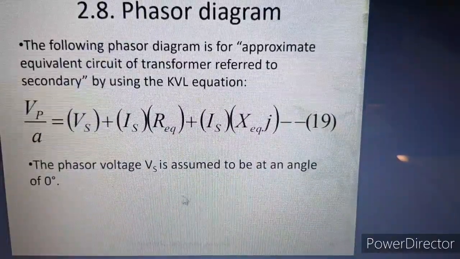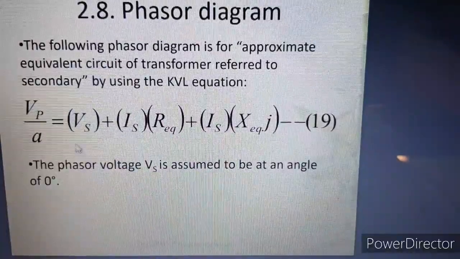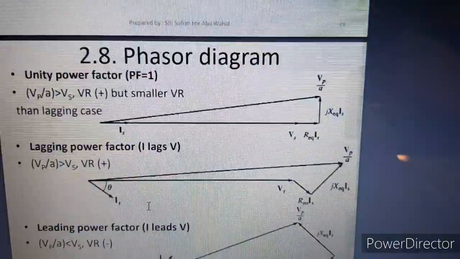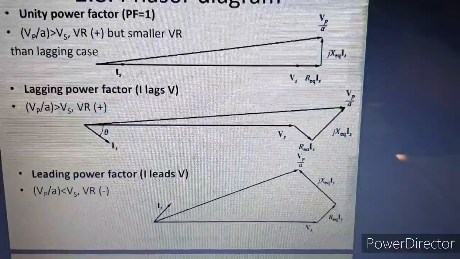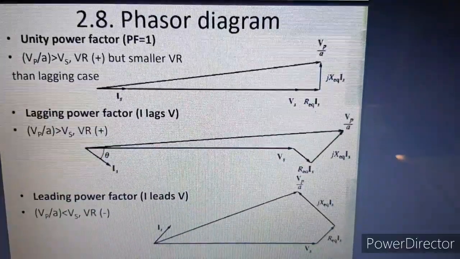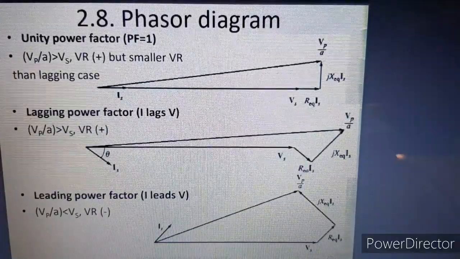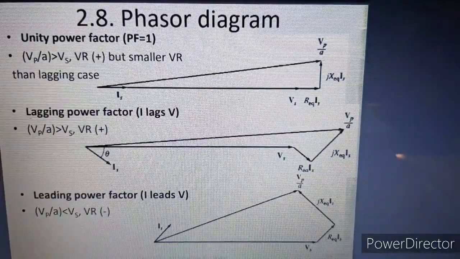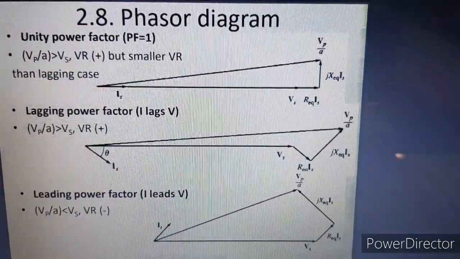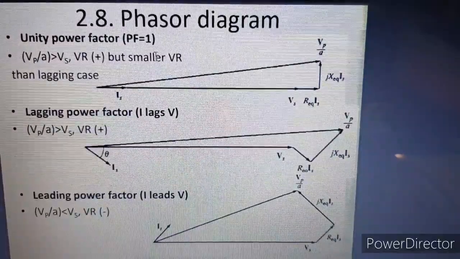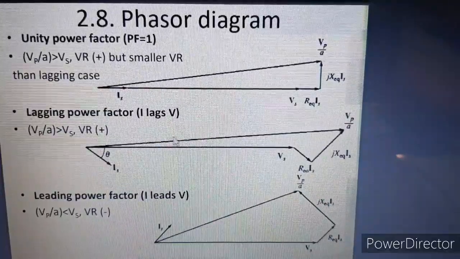The phasor voltage Vs is assumed to be at an angle of 0 degrees. We have three possible power factors. Number one is unity power factor, where theta is 0 degrees. From where do I get theta 0 degrees? Cos inverse 1 gives theta equal to 0. Number two, lagging power factor, where I lags V.